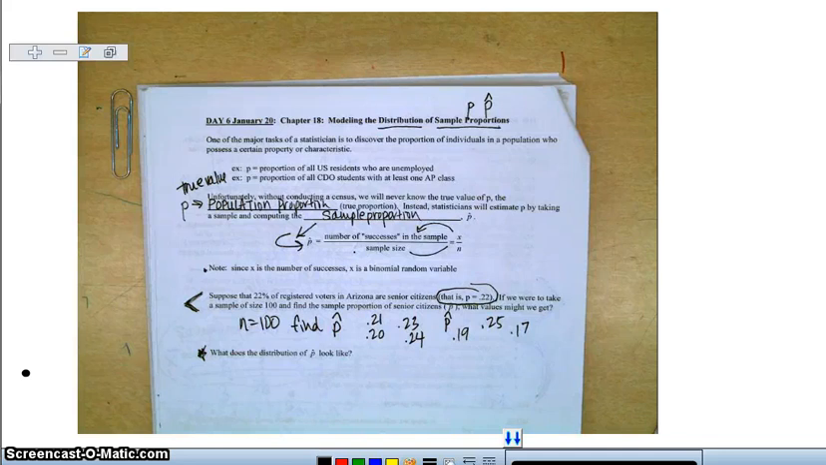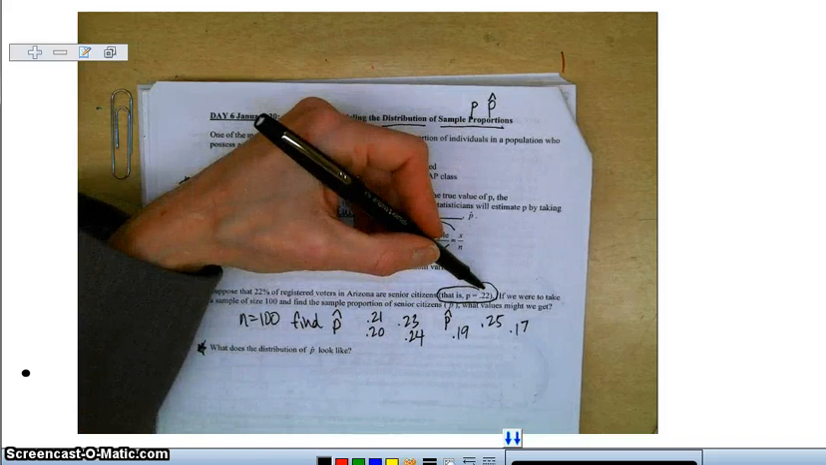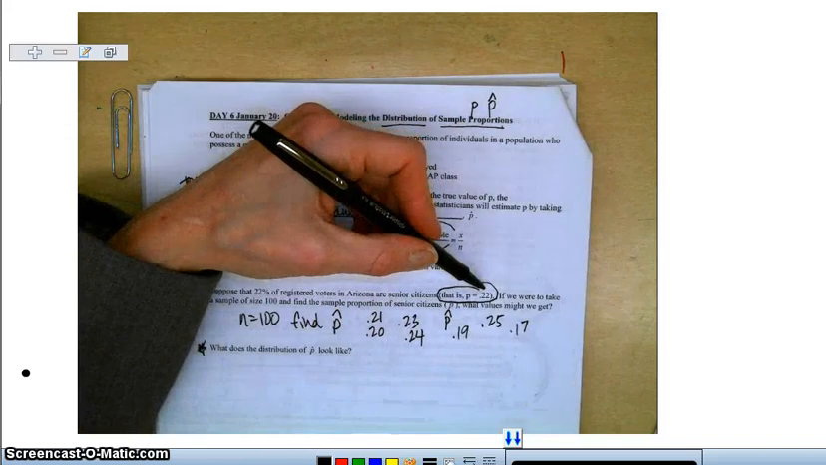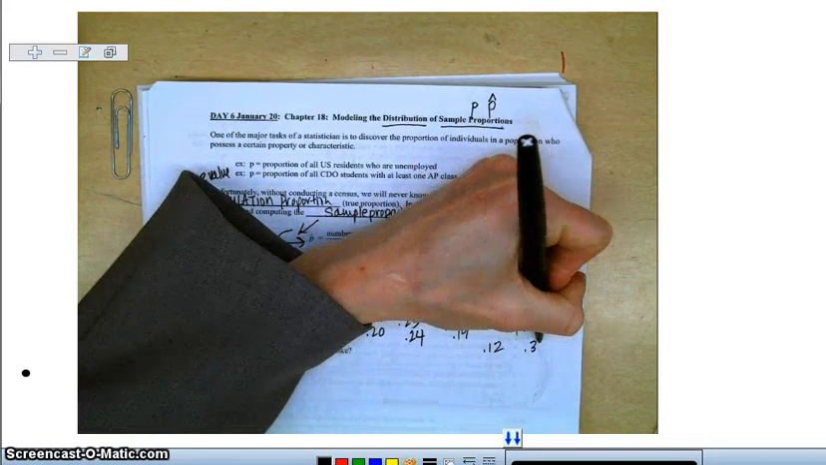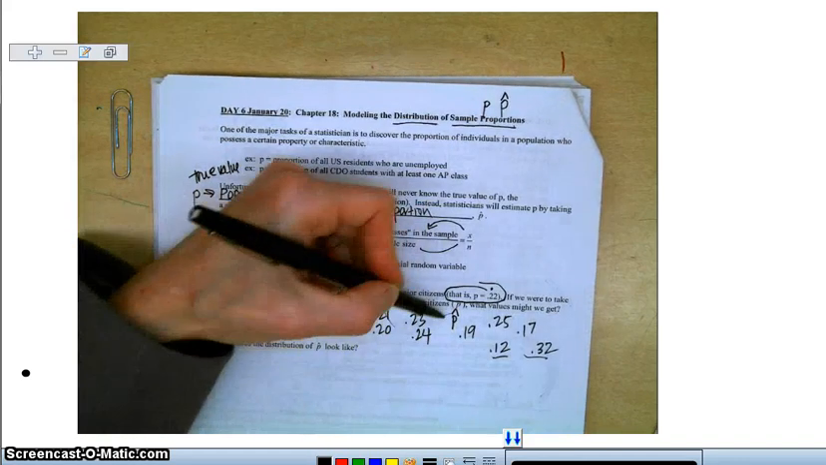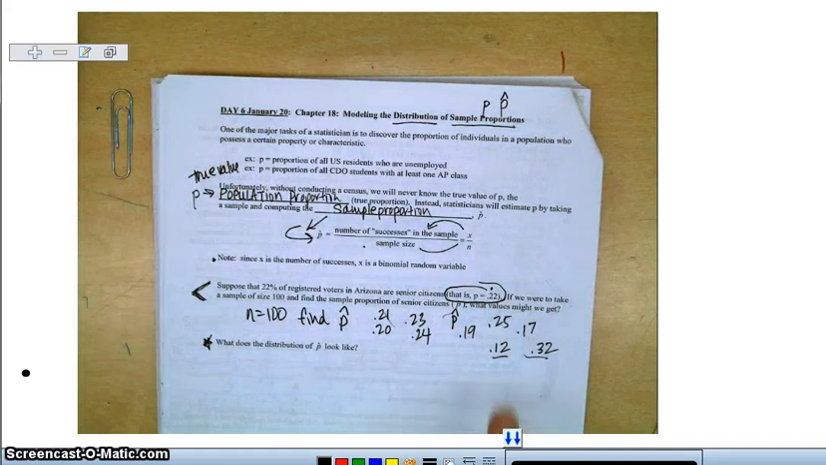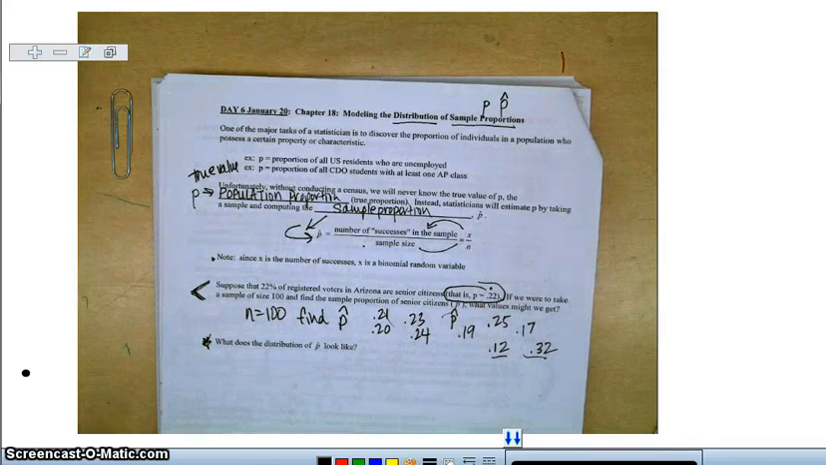How far away could we go? Well, we would expect most of the samples to be fairly close to this. Occasionally you'll get a sample that's like 0.12 or 0.32. These could happen, but not as often as these, if you know that this is true. So what we're doing a lot of times here is, we know a value, but we're trying to see if maybe it's still the same or estimate that value through a sample.